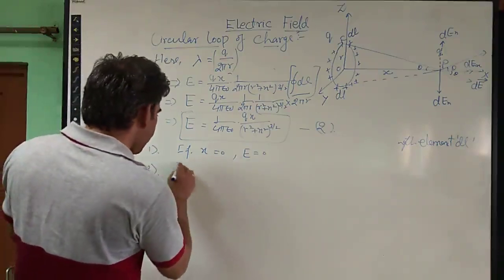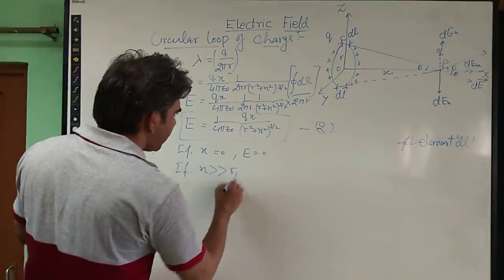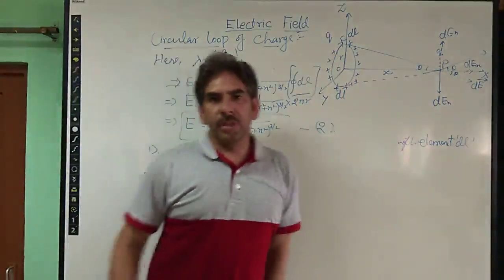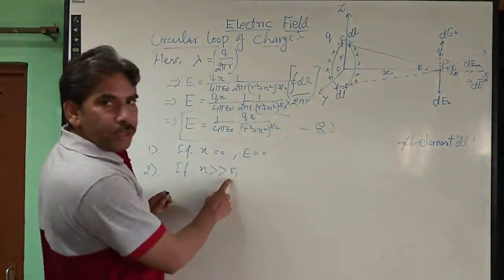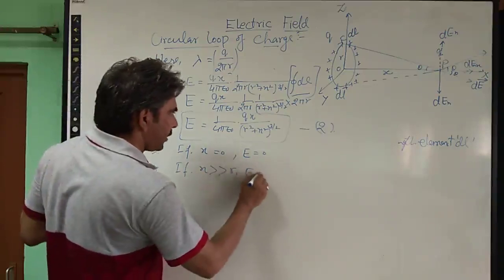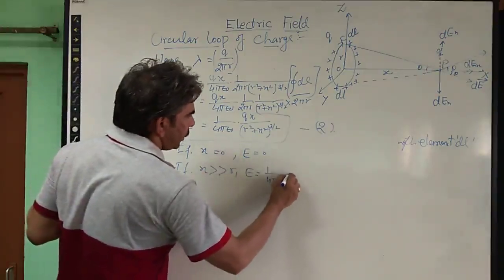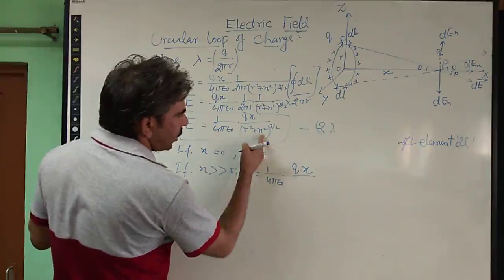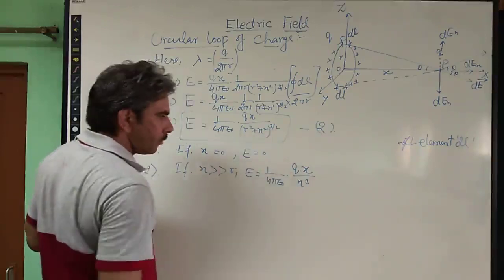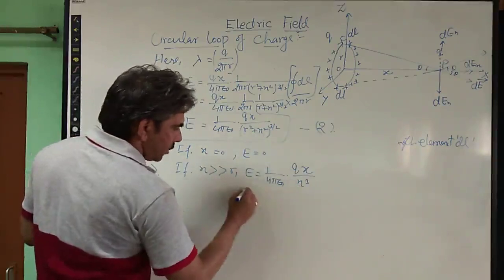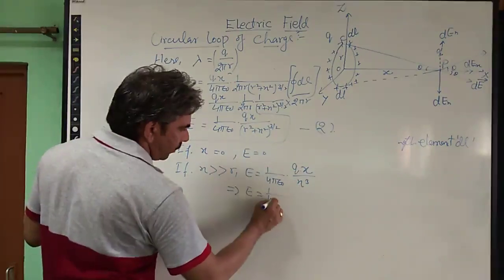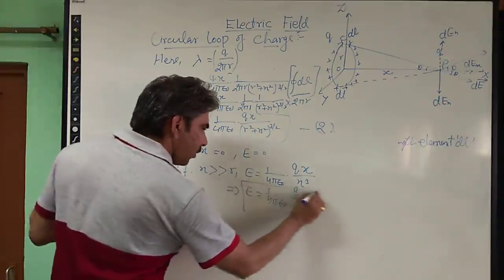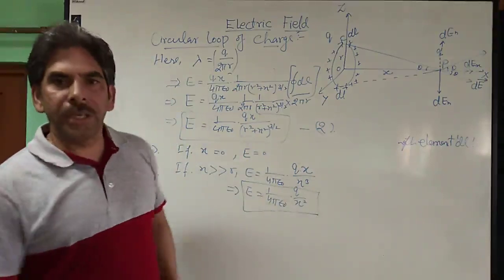And second, if x is very large in comparison to r, meaning this distance is very large in comparison to the radius of the loop, in that case you can simply drop the value of r in this expression. So therefore, the electric field simply becomes equal to 1 upon 4 pi epsilon naught into q into x upon, you can drop r here, so it becomes x square power 3 by 2, so simply x cube. You can cancel this x with this x, so the electric field reduces to 1 upon 4 pi epsilon naught into q upon x square, which is the same form as the electric field due to a point charge.